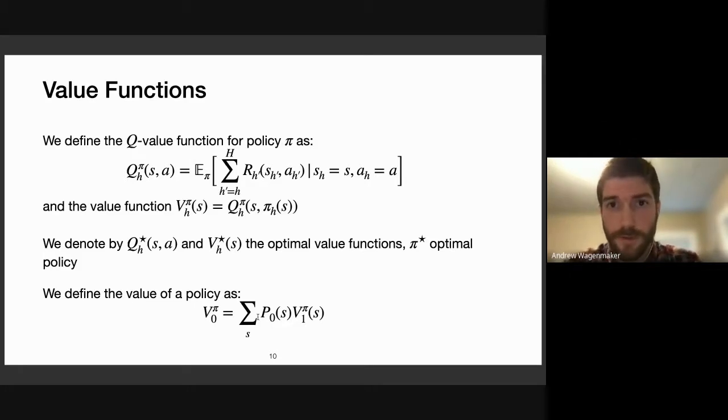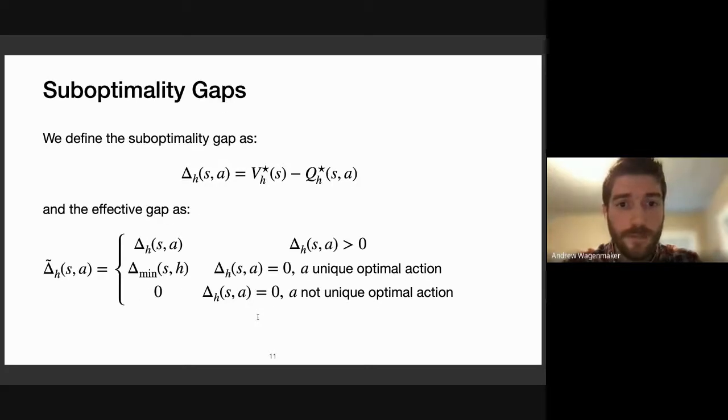So all of this is like the standard RL definitions. There's nothing new here. It'll be important in this paper in particular to look at the suboptimality gap. This has appeared in the literature before, and it's defined as follows.